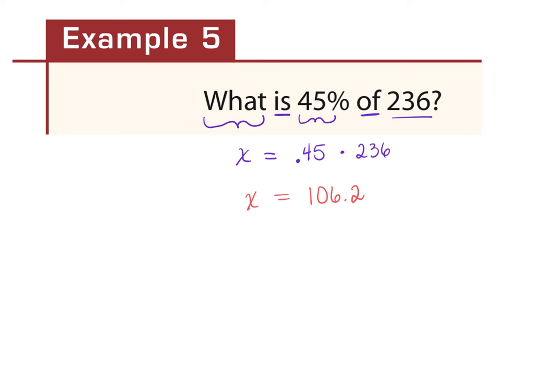So if I set this up as a ratio, it's always my percent over 100. What is my percent? 45, right? Over 100 equals, the whole is after the word of. What is my whole? 236, which means my part is what I don't know. Okay? And you could solve it by cross multiplication if you wanted to. Percentage over 100 equals part over whole, or set it up as an equation and solve.